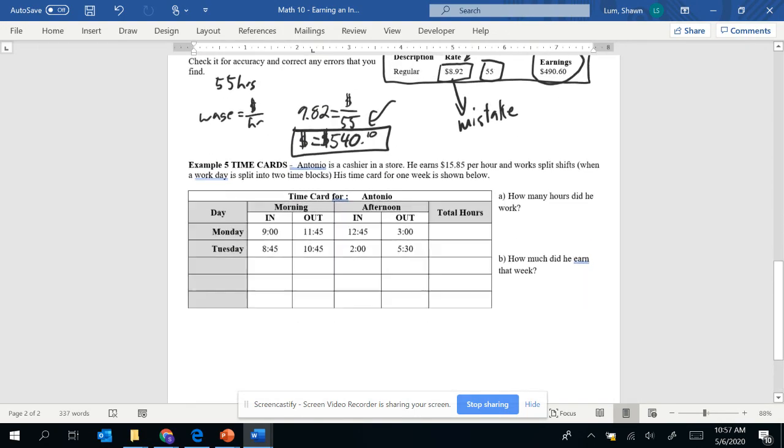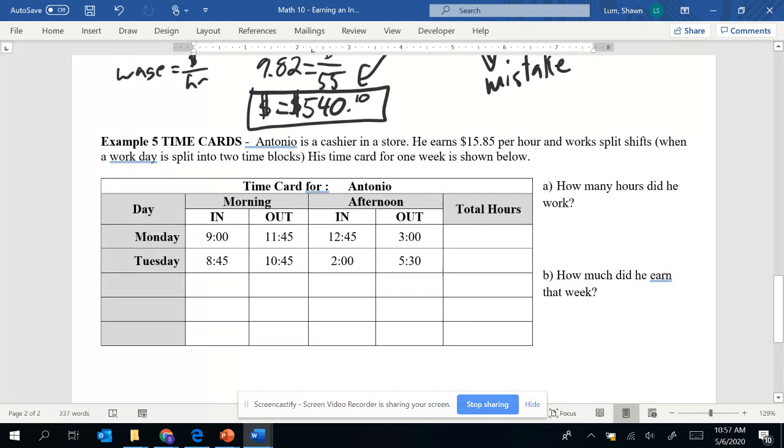Last question. A time card. So Antonio is a cashier in a store. He earns $15.85 per hour and works what is called a split shift, when a work day is split into 2 time blocks. So sometimes people have jobs where they will work in the mornings, they get a couple hours off in the middle of the day, and then they'll work in the evenings. His time card for 1 week is shown right here. How many hours did he work?